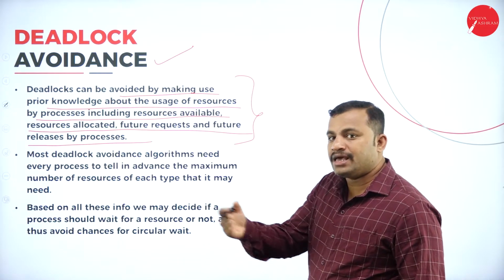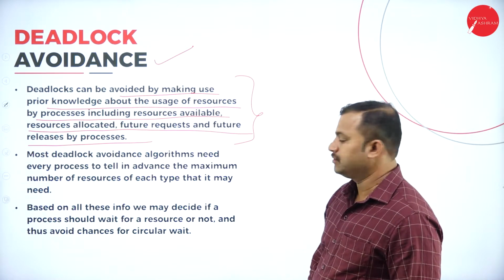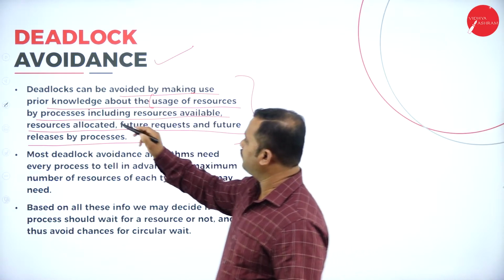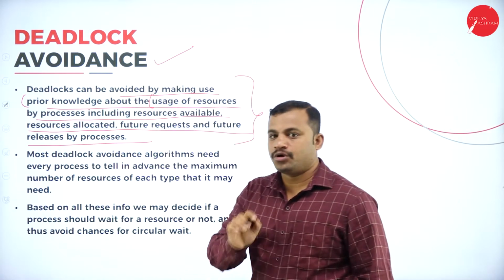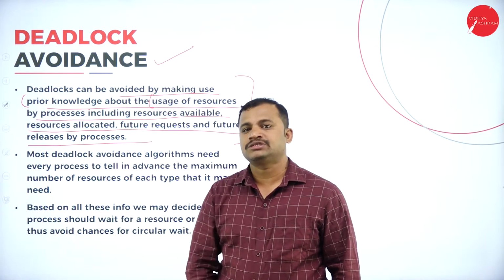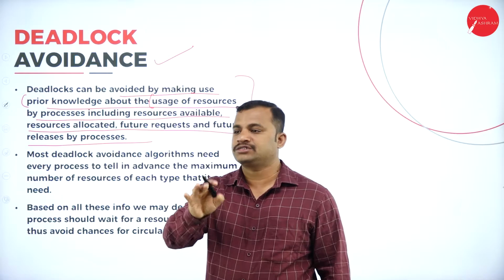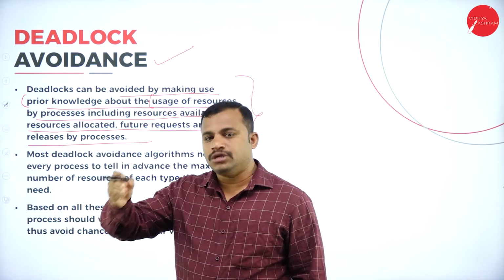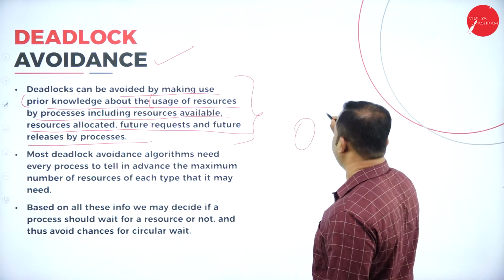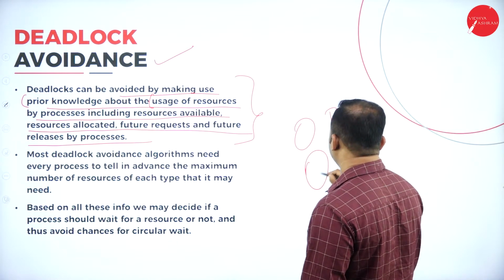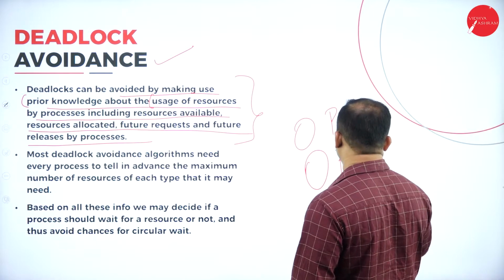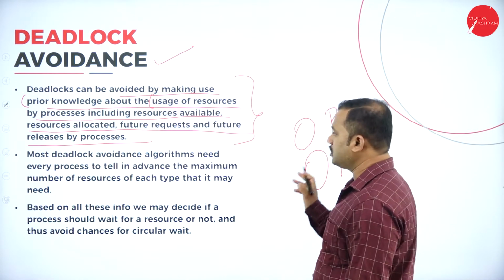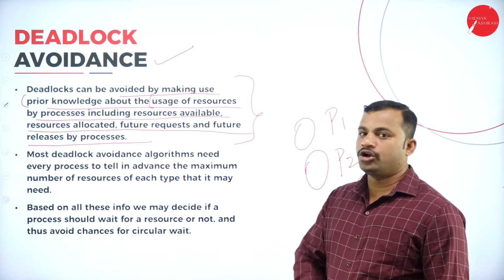Before starting the execution of a program, we will consider the requirement. That is, first the prior knowledge. What is the process and which process requires how many resources? That means the total number of resources required for process P1, total number of resources required for process P2, total number of resources required for process P3 are considered here as the prior knowledge.